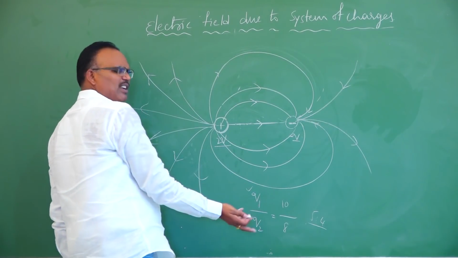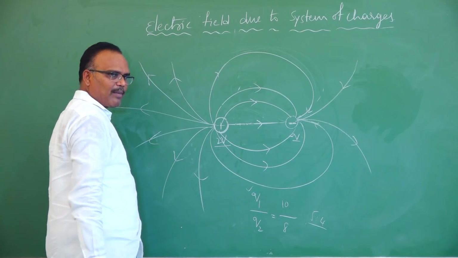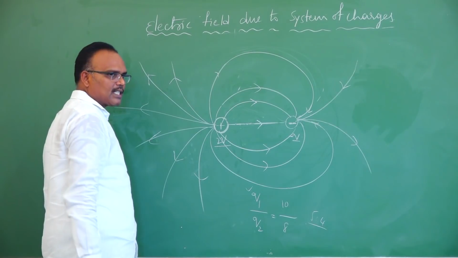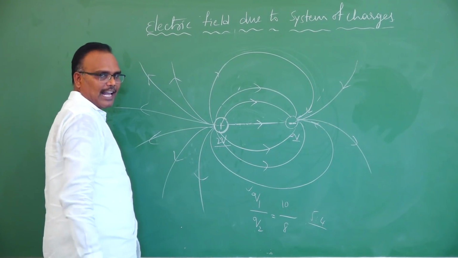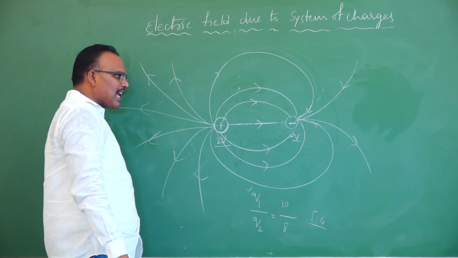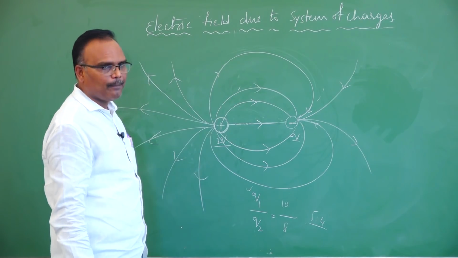It may be positive, it may be negative. That is immaterial for me. I am talking about the magnitude of the charge. I am not interested in knowing the polarity of the charge. The polarity of the charge can be known by seeing the diagram.